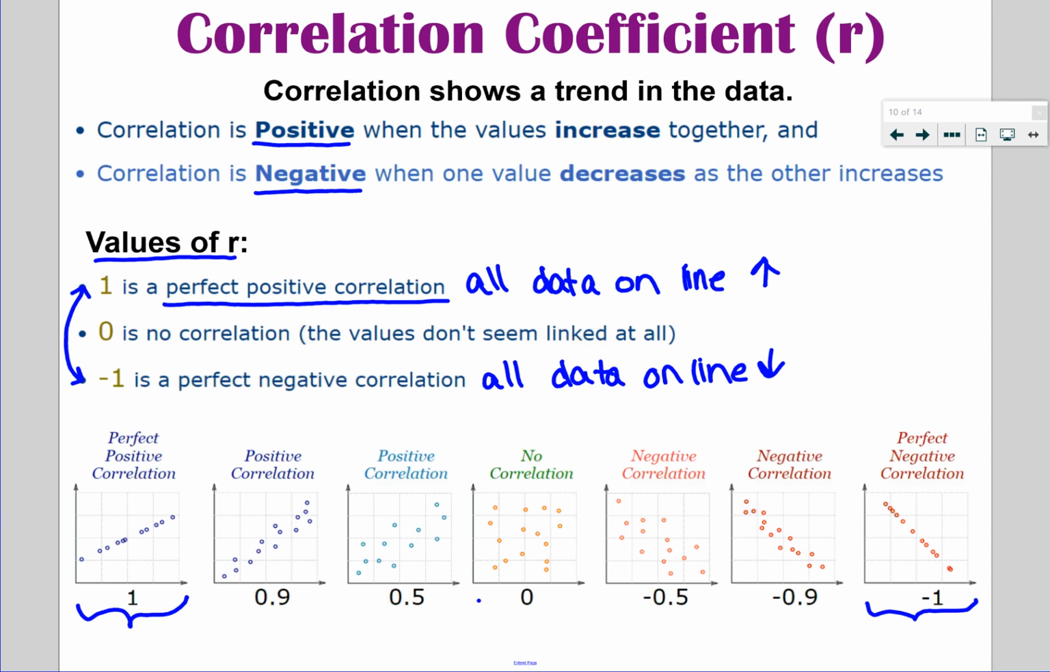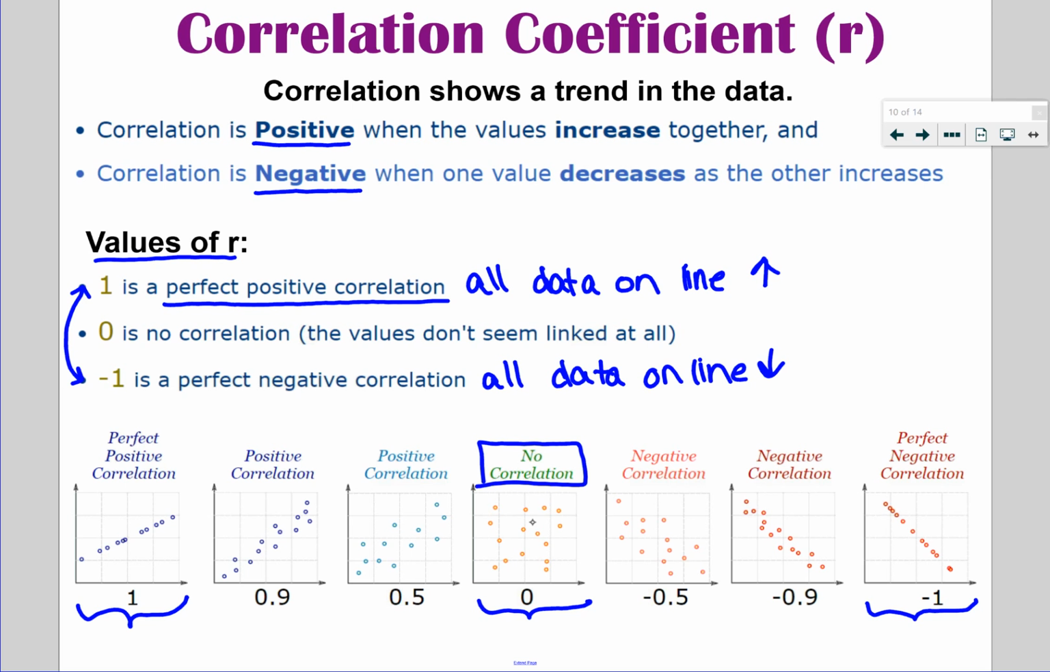Right in the middle of the two, we would say is an R value of 0, and 0 means no correlation, meaning we don't see any relationship between these data values. And you can see this kind of orange graph here. The data values are all over the place. There's no way to tell if I should make a horizontal line or a line going up or a line going down or a vertical line or anything that would really represent any trend in this data. So no correlation is represented with a 0.